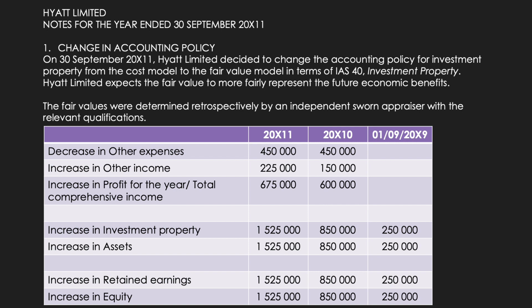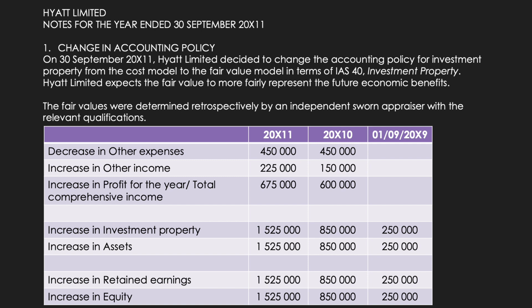We can then move on to 2011. In 2011, we have a decrease in other expenses of 450,000 Rand because we no longer want to recognize the depreciation, so we have to take it away. And a decrease in other expenses results in an increase in profit. We then have an increase in other income because once again we had an upward fair value adjustment, and that results in an increase in profit for the year of 675,000 Rand.